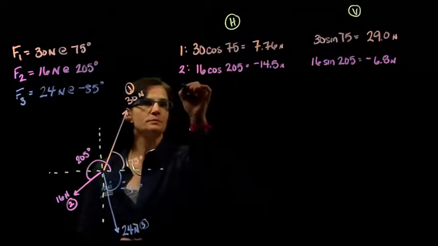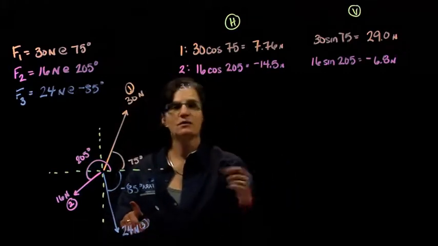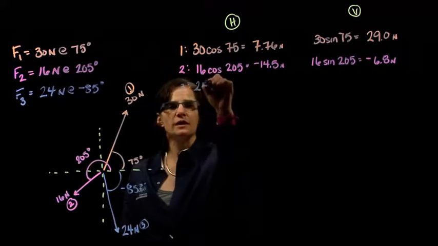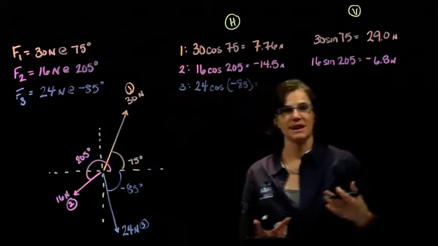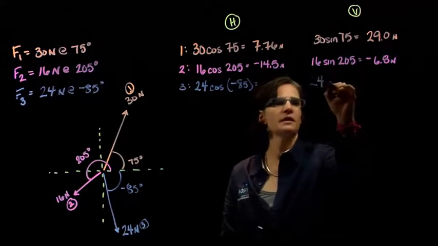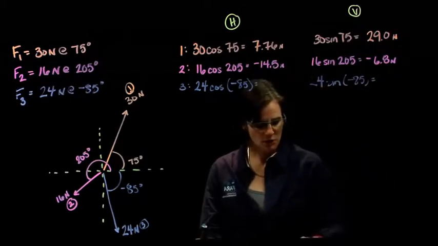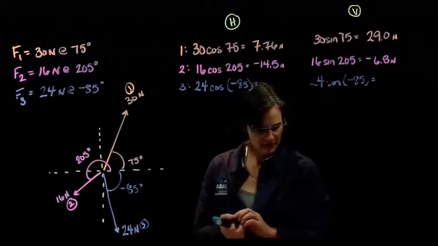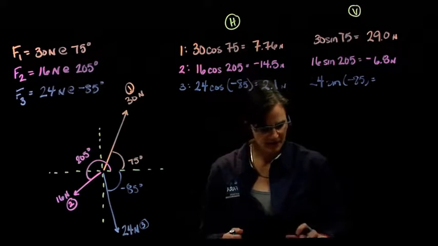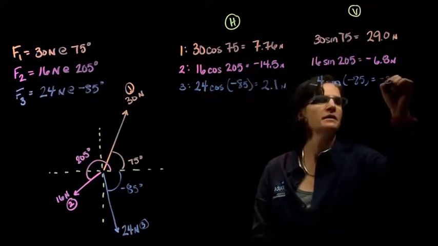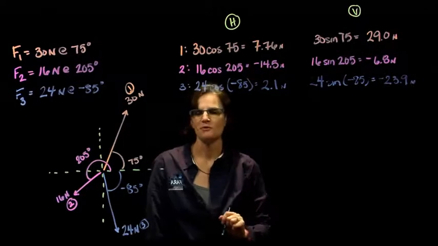Force number 3. Force number 3 is also given with respect to the positive x-axis, so I can use my sines and cosines for vertical and horizontal respectively. So I have 24 times the cosine of negative 85. And it's important to keep that negative in there. It'll help me get that sign. That should make sense. And 24 times the sine of negative 85 should give me my vertical component. So 24 times the cosine of negative 85 gives me 2.1 newtons. And 24 times the sine of negative 85 gives me negative 23.9 newtons. So I have a negative vertical component, a positive horizontal component. That tells me I'm in quadrant 4, which indeed I am.